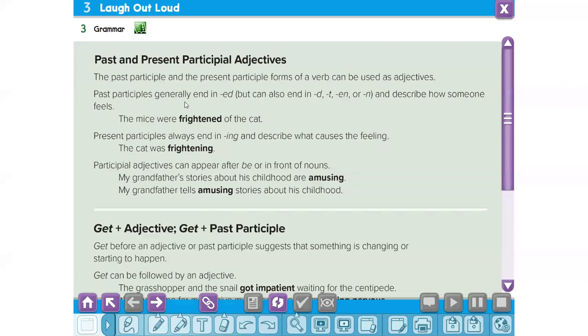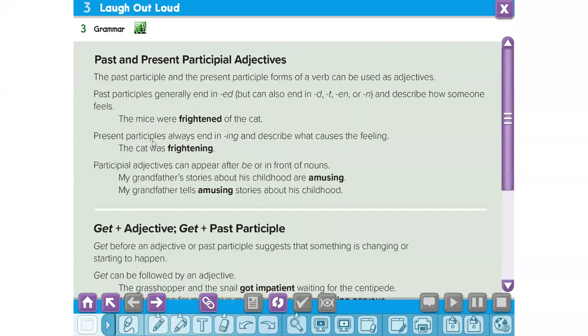Past participles generally end in ed, but can also end in d, t, en, or n. And we use the past participle to describe how someone or an animal feels. Okay? How people or animals feel. For example, the mice were frightened of the cat. Here, I'm describing how the mice feel, okay?